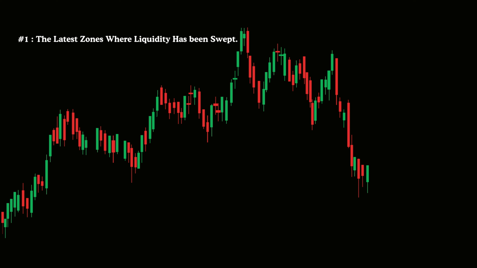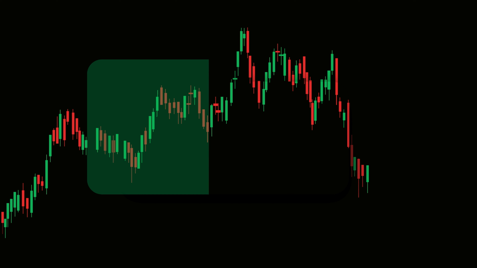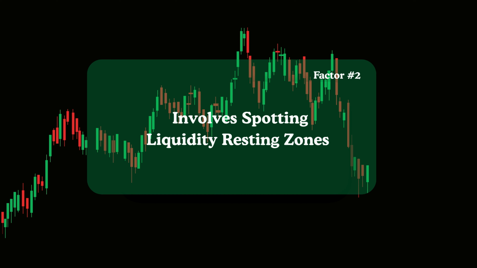Now, looking at this example, we notice a significant low where price has broken through, sweeping the liquidity pulled beneath it, triggered by this extended wick, which likely represents a cluster of stop orders. So, we mark this liquidity sweep zone directly on our chart. The second key factor involves spotting liquidity resting zones.